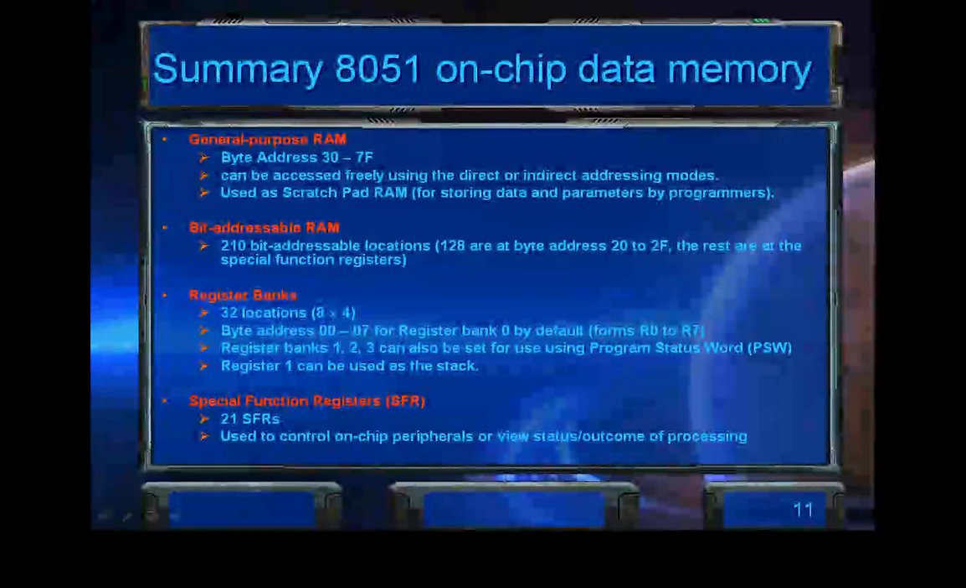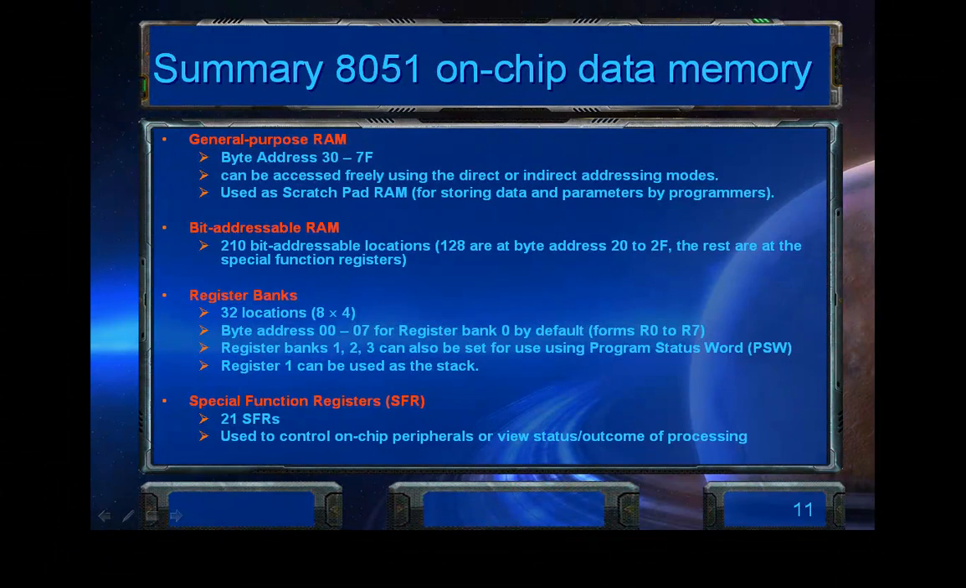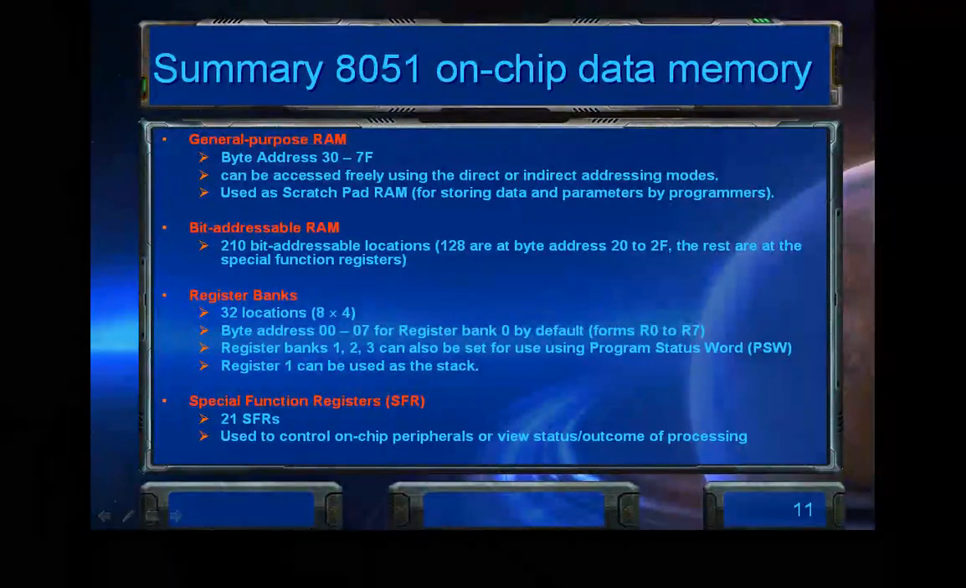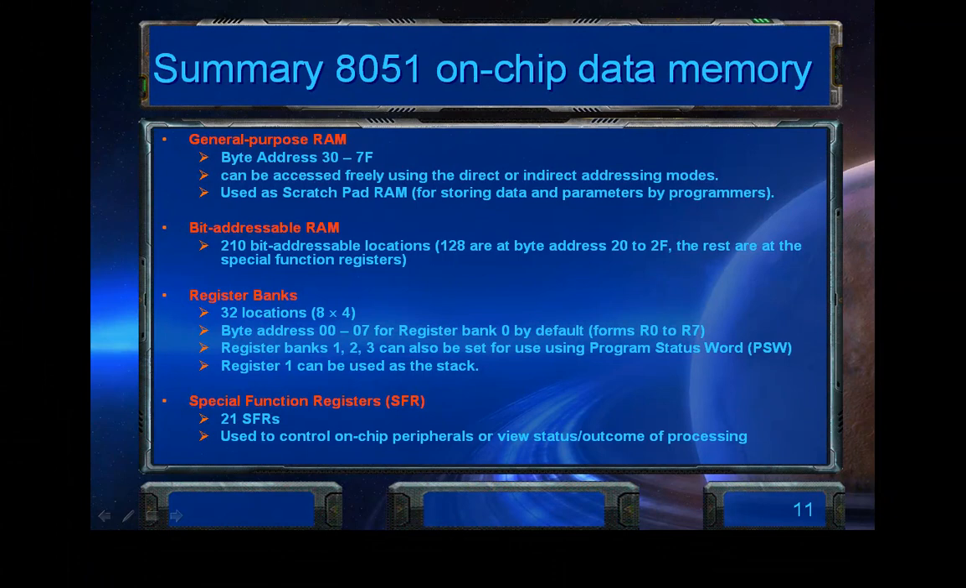General Purpose RAM. The General Purpose RAM resides in byte address 30 hex to 7F hex. They are generally used to store data. Bit addressable RAM. There is a total of 210 bit addressable locations on the 8051. 128 of these are in byte address 20 hex to 2F hex, and the rest of them are in special function registers.